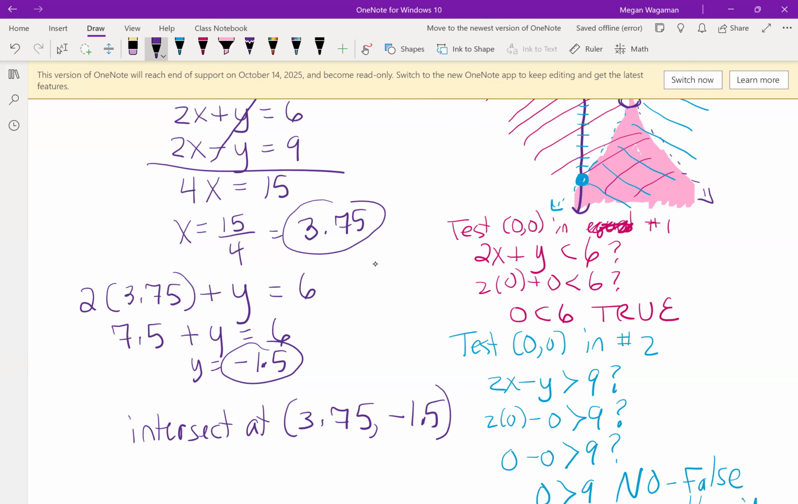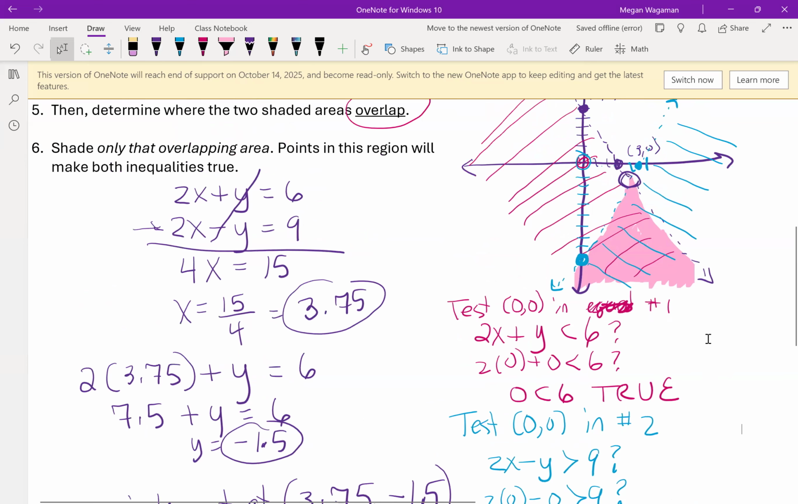And that would be true if we put it into either equation. So if we use this equation instead, it's also going to be true. So that's it. So we have the region and we found the specific point where they intersect also.